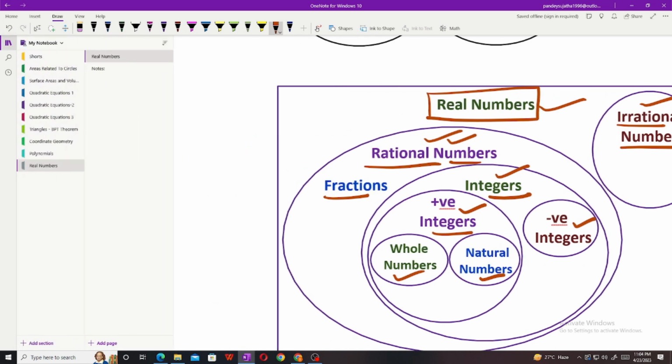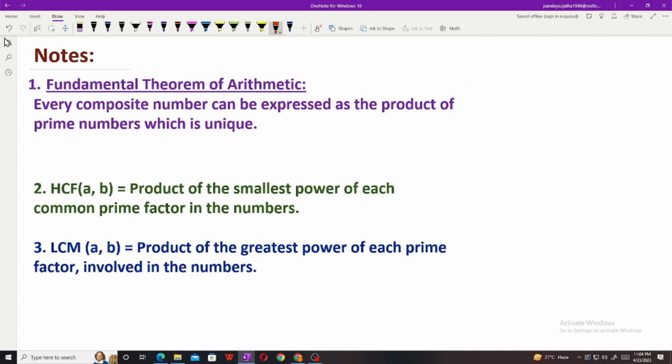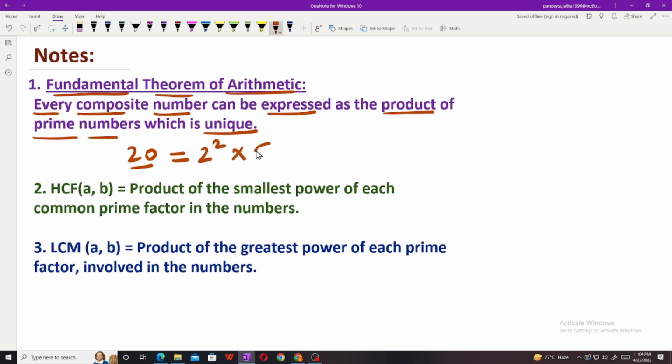Now let's see what the fundamental theorem of arithmetic is. The fundamental theorem of arithmetic means every composite number can be expressed as a product of prime numbers which is unique. For example, if I take the composite number 20, the prime factors of 20 will be 4 times 5 is 20. So 4 is 2 square, into 5. So the prime factorization of 20 is 2 square into 5, which is unique.